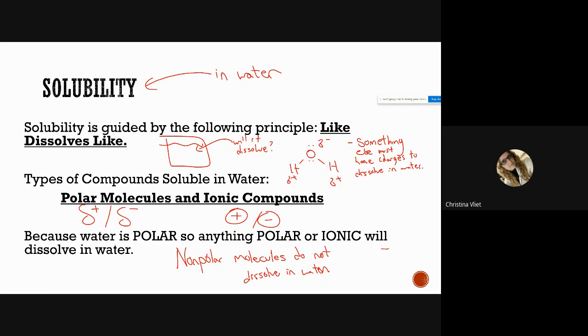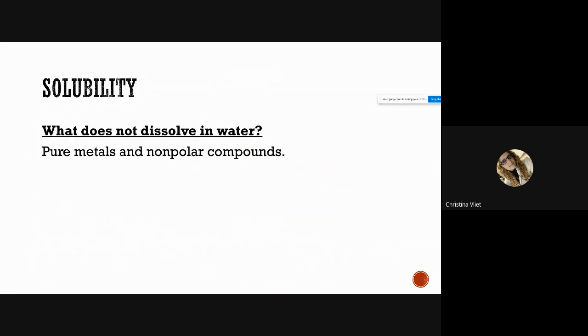All right, so that's solubility. At this point, all you've got to know is to compare polar, nonpolar, and ionic to tell me if it dissolves in water. Oh, the other thing I should point out: if you take a block of metal and put it in water, it will not dissolve. Yes, it sounds funny, but it should be said. Pure metals do not dissolve in water.